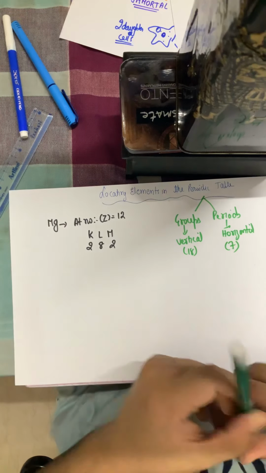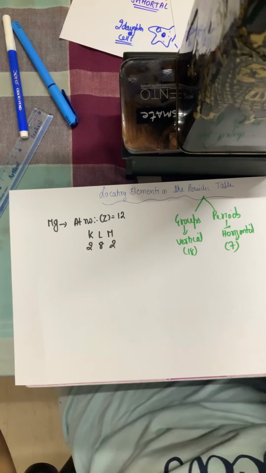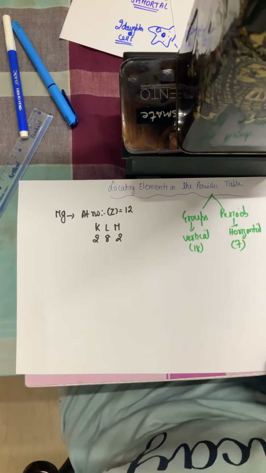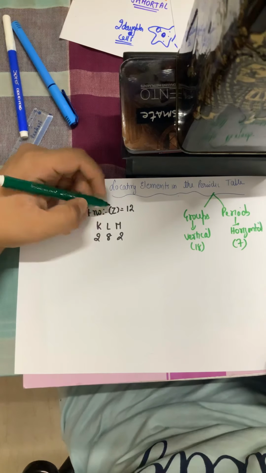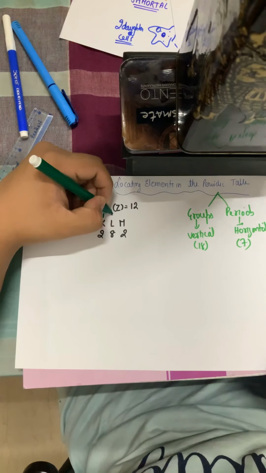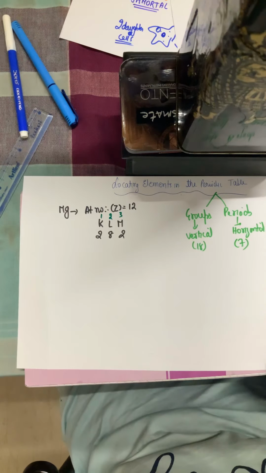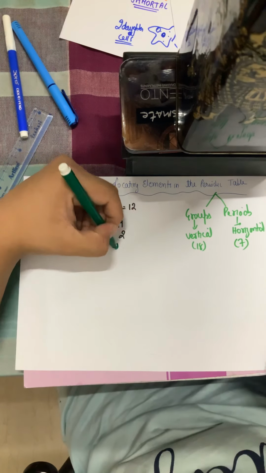Now from this we will be able to locate the element. The number of shells, that is number of K, L, M, will give you the period. How many shells have I used here? I have used the K shell 1, I have used the L shell 2, I have used the M shell 3. So that means how many shells do I have? 3 shells. So what is the period? 3. Third period.